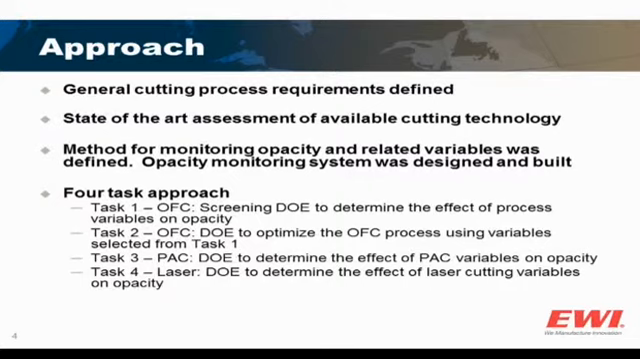So in the first task, we did a screening DOE where we basically identified what's significant here and what isn't. And then the next task, we took what was significant, put it into a DOE, ran that DOE, and then determined what our optimal conditions were. And then in task 3 and task 4, we looked at benchmarking where the plasma arc cutting process is with respect to oxyfuel cutting and also laser cutting process.